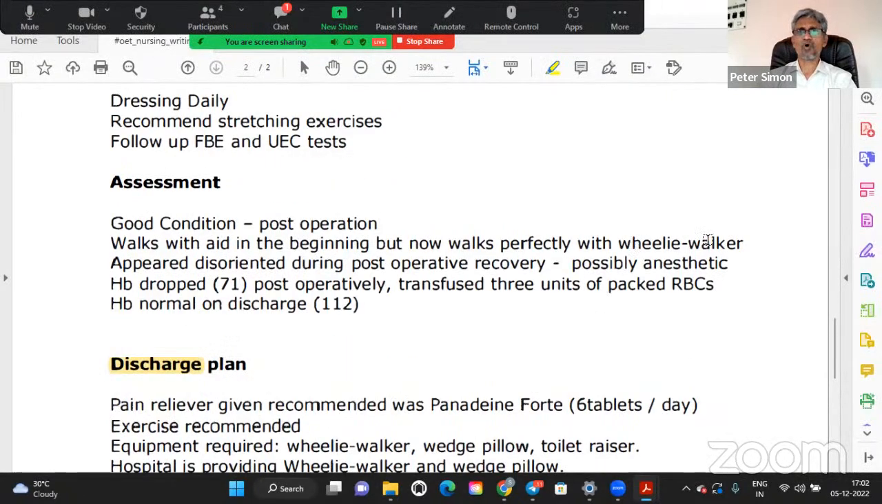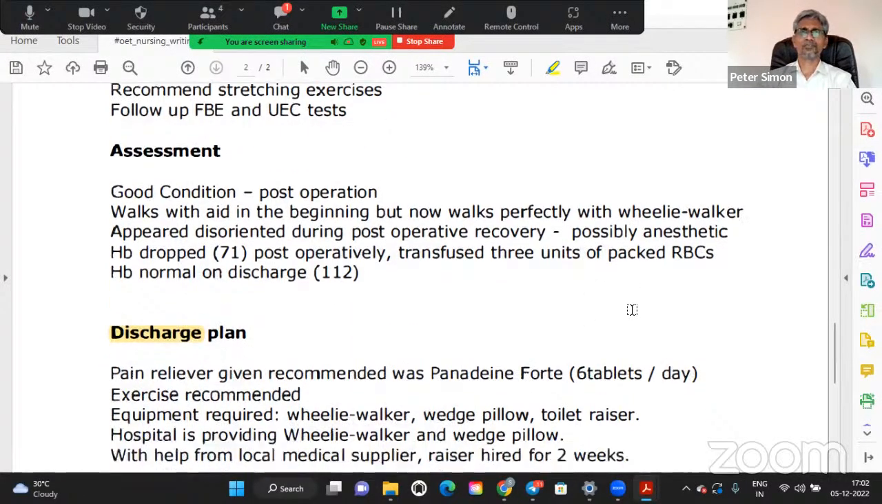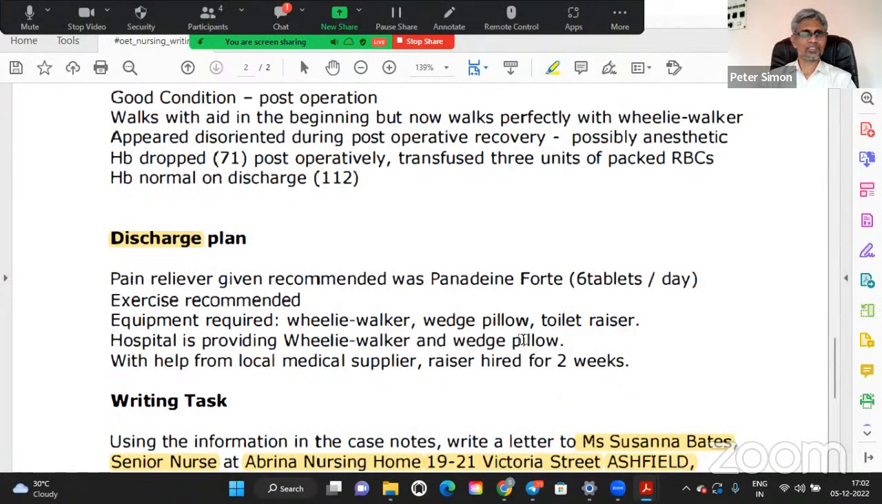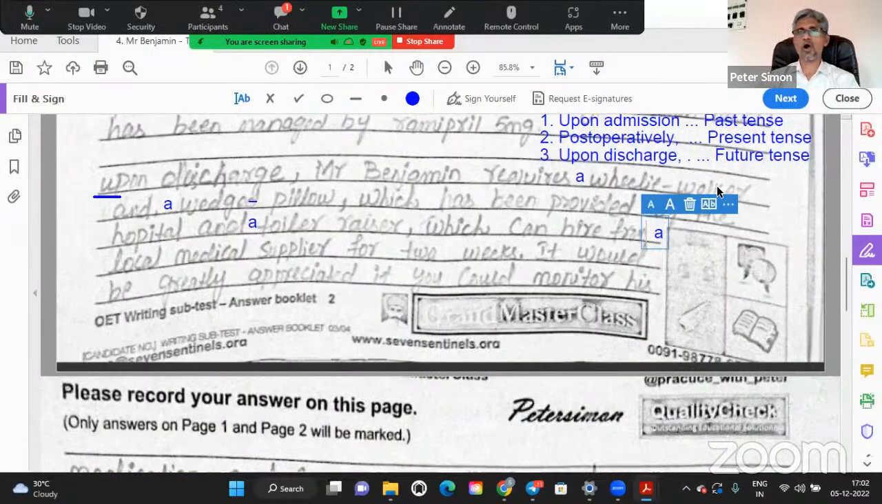Okay. Wheelie walker. Walker is a noun. Pillow is a noun. Medical supplier. Supplier is a noun. Razor is a noun. That's it. In front of a noun, you have to write A or an for one. More than one means leave it. Plural, S should come. If S is not there, so here wheelie walkers. Plural is not there, so A should be written. Here pillows is not there, so A should be written. Here razor, not razors, so A should be written. Supplier, not suppliers, so A should be written.